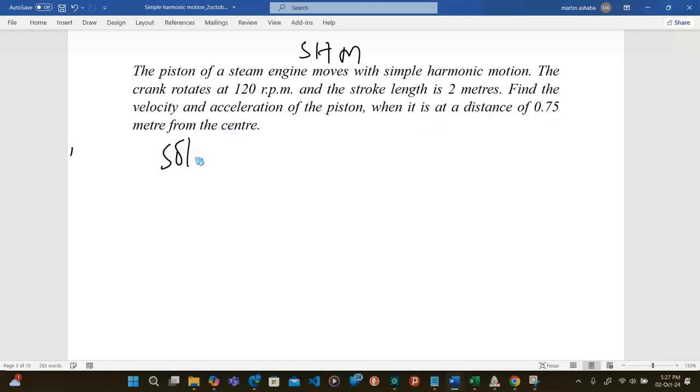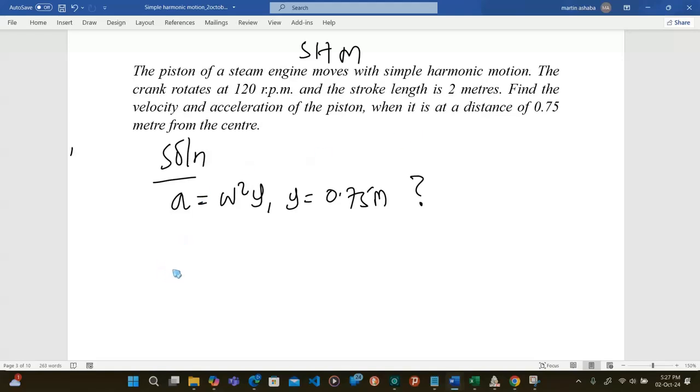So we are looking at the acceleration. What will be the acceleration when y is 0.75 meters? That will be the displacement. The distance from the center is always going to be the displacement. We don't know the omega, so we are going to start by looking for omega.